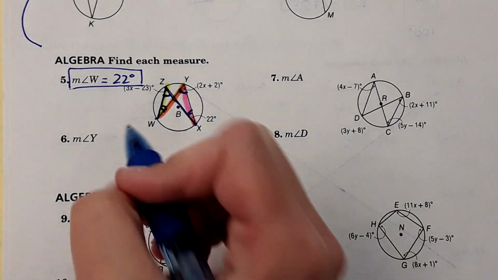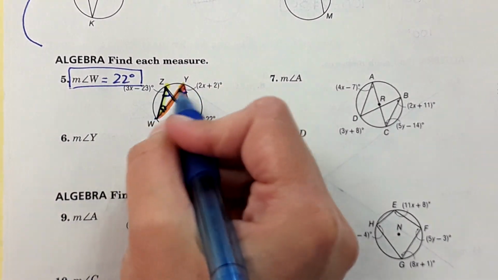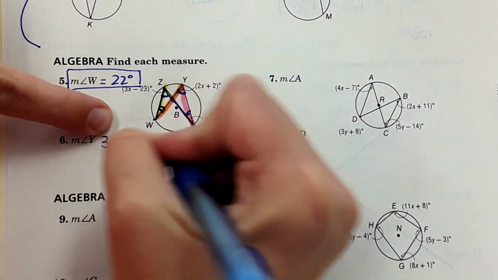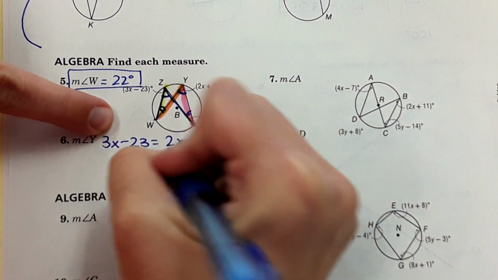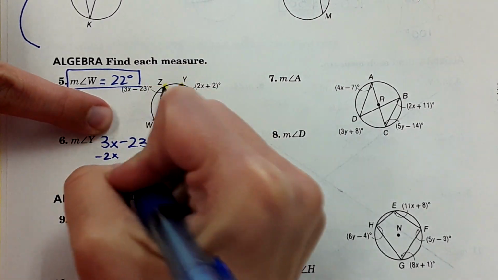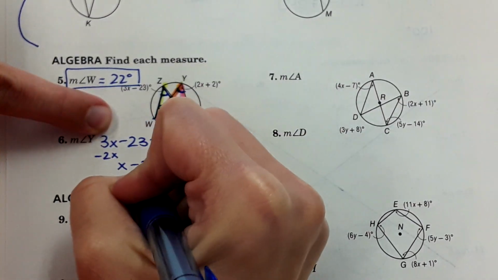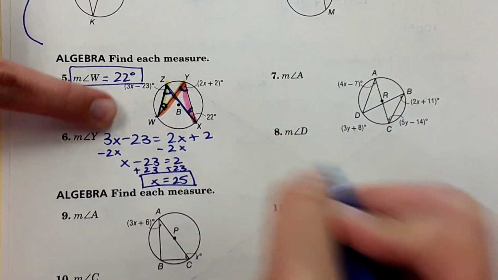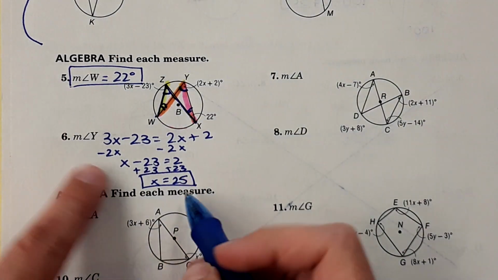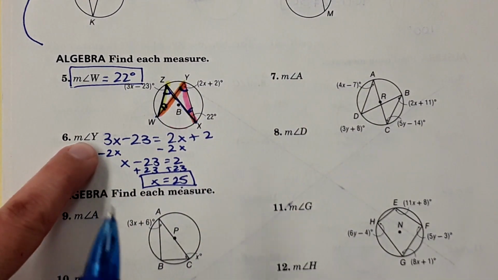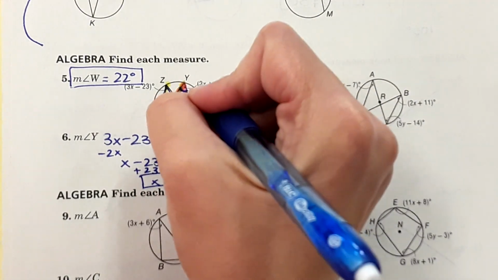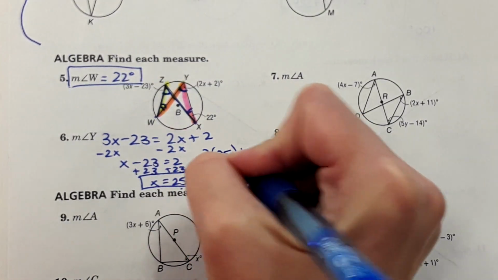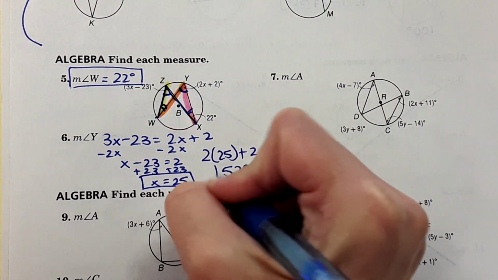Then measure of angle Y. They gave us expressions for Z and Y, and we're going to set those equal to solve for X. So 3X minus 23 equals 2X plus 2. And now I'm just solving for X. I get X equals 25. It doesn't ask for X though, it asks for the measure of angle Y. Measure of angle Y is 2x plus 2, so 2 times 25 plus 2 would give us 52 degrees.